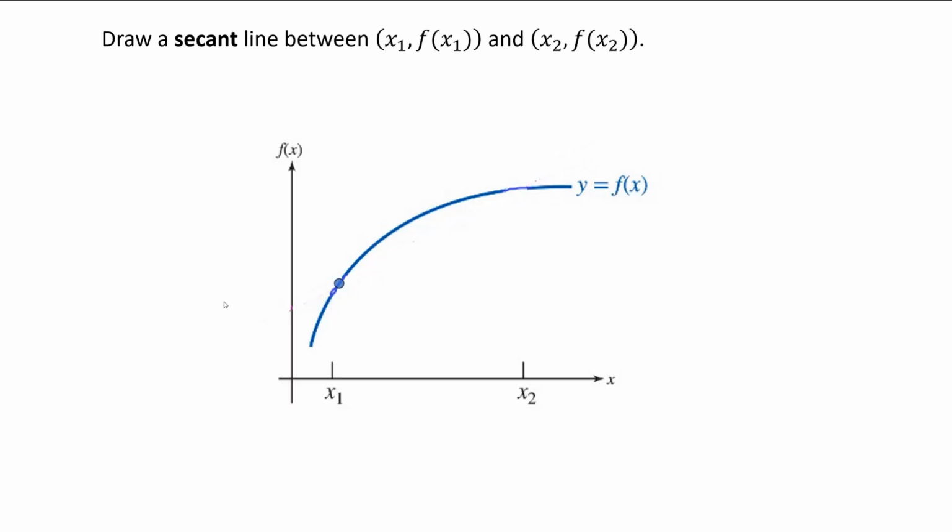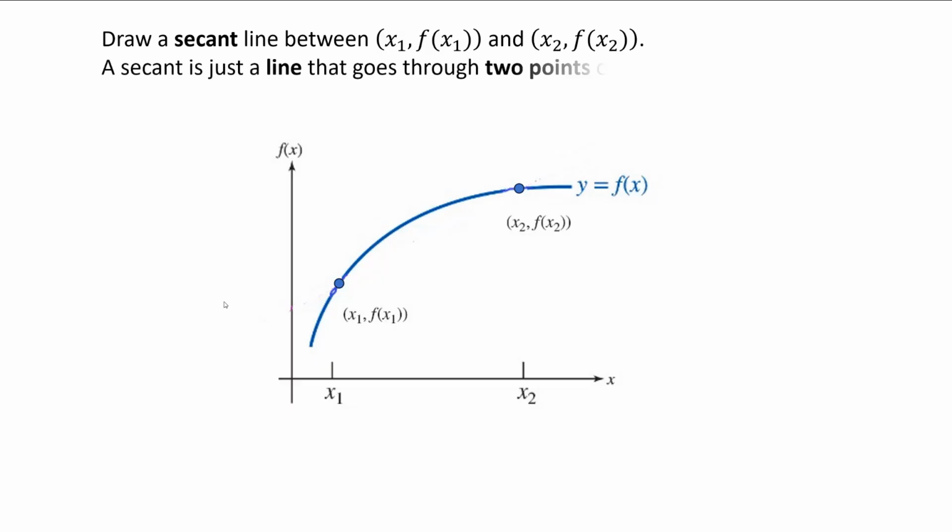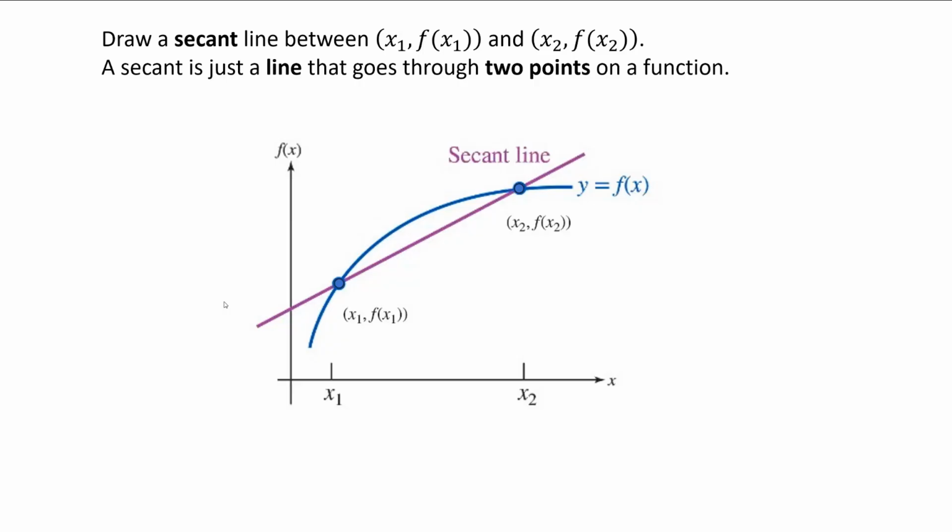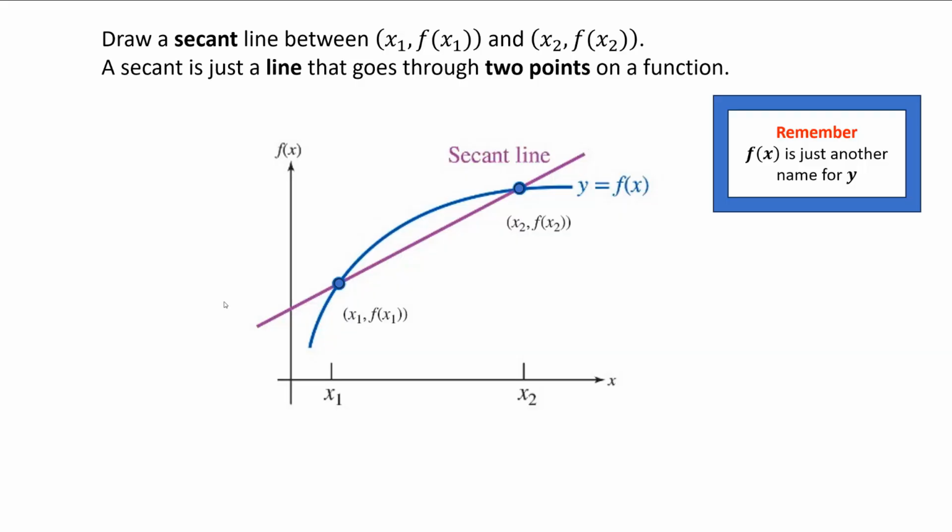So the way you do that, if you want to find out the average rate of change between x sub 1 and x sub 2, is you draw a secant line, which means it's a line that goes through 2 points on the function. So there are 2 points, the point at x sub 1, f of x sub 1, and the point at when x is equal to x sub 2, f of x sub 2. So you've got that secant line. If you look at the slope of that line, you will know the average rate of change on that part of the function.